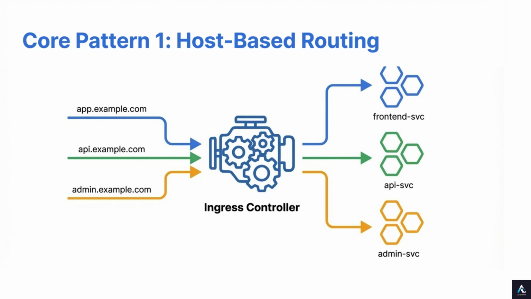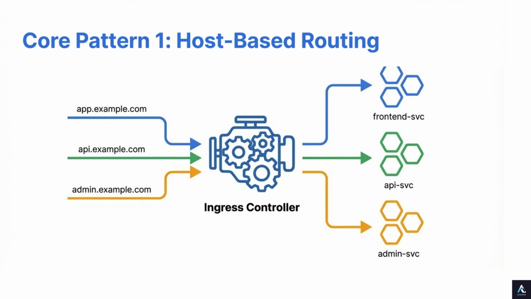One of the simplest yet most powerful capabilities Ingress gives you is host-based routing. It allows traffic to be routed purely based on the host name in the request. That means a single Ingress controller can clearly separate traffic for different domains: app.example.com, api.example.com, and admin.example.com. Even though all of these domains point to the same external IP address, Ingress can treat them as completely independent applications behind the scenes.